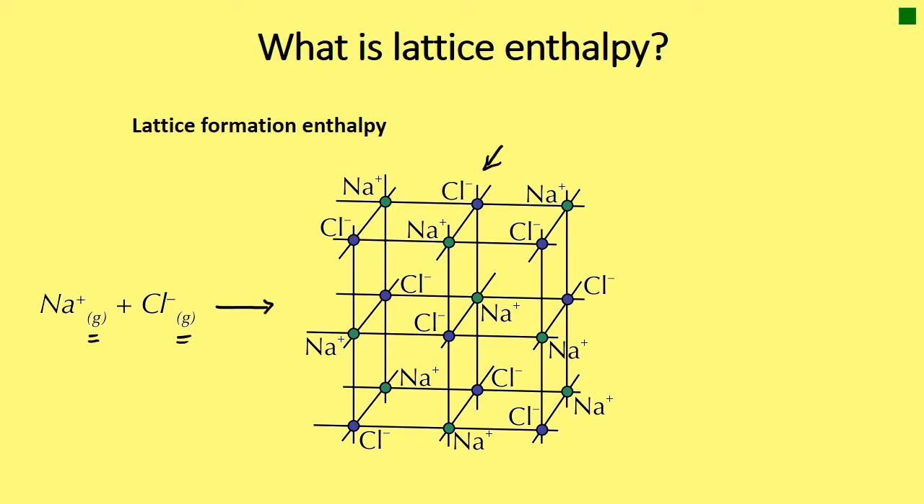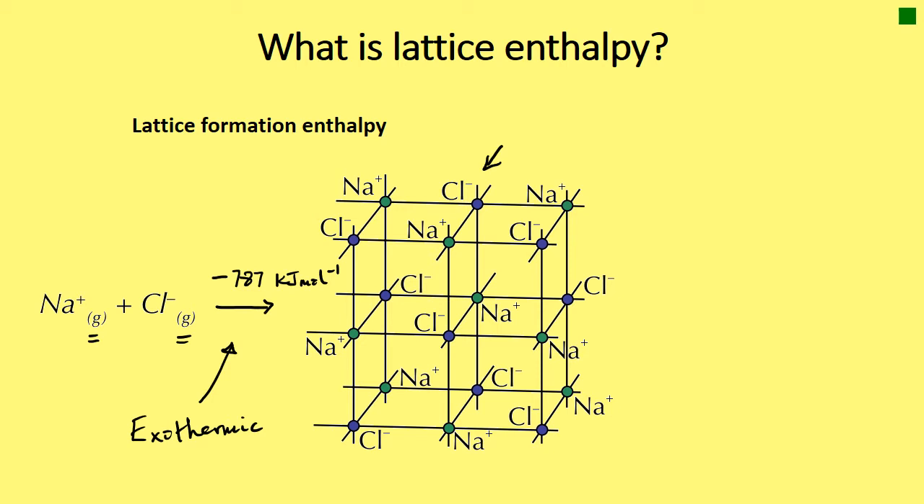And in this case, the lattice formation enthalpy is minus 787, and the units are kilojoules per mole, minus 787, so that indicates that this process is exothermic. Energy being given out to the atmosphere. Okay, so that's the first way of defining lattice enthalpy.